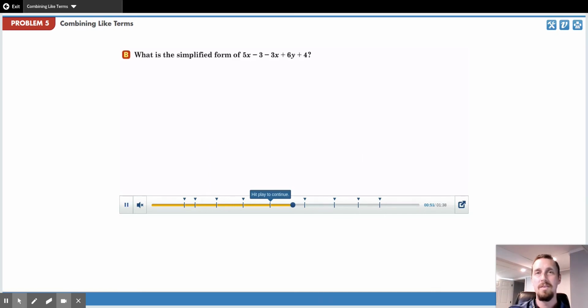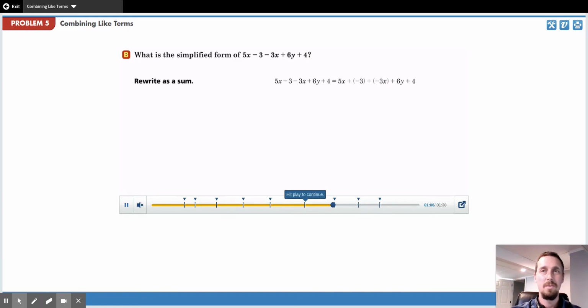Now, what is the simplified form of this big thing? It's pretty big. 5x minus 3 minus 3x plus 6y plus 4. Another awesome math trick, I think we're covering my 2 favorite math tricks in this lesson, is that you can rewrite subtraction as addition of negatives. And that's the best because it makes subtraction problems easier.